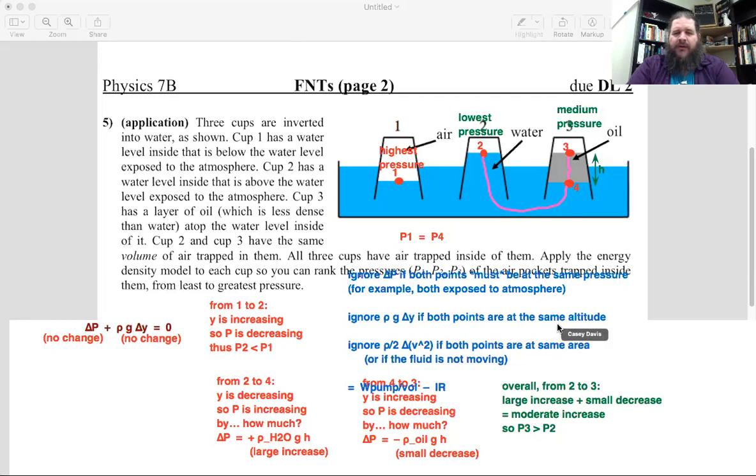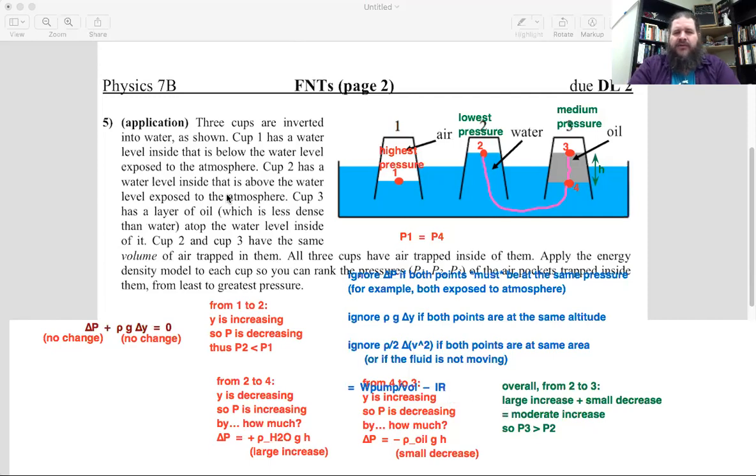If both points you're comparing are the same altitude, even if there's some weird ups and downs in between, if start and finish are the same altitude, you can ignore the rho g delta y term entirely. And on the other side of the equation, if there's no pump on the path you're talking about, you can ignore the pump term. If there's little or no resistance, like a perfectly smooth pipe, which in the real world is not possible but you can get close, you can ignore IR. Also, if there's no flow, if current is 0, then you can ignore IR.